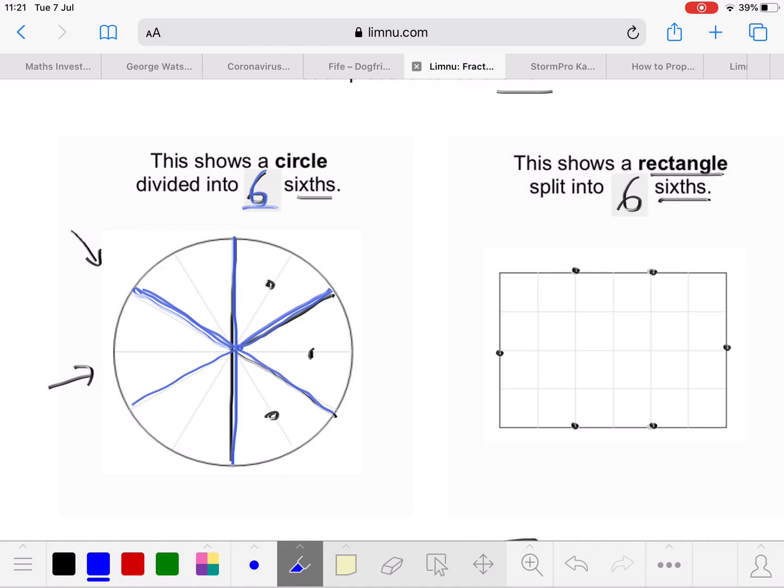For the rectangle, the trick here is to split it down this way into thirds and then split across the middle. So each of the thirds is divided into 2. So we get 6 pieces altogether.